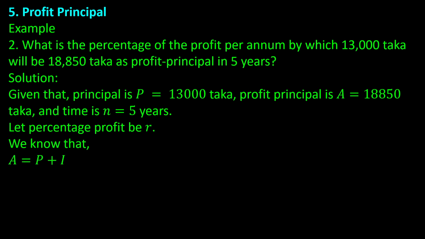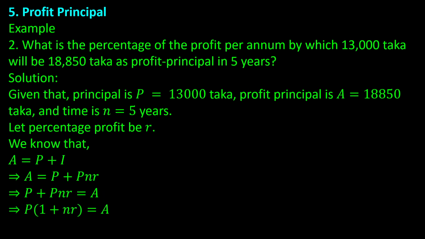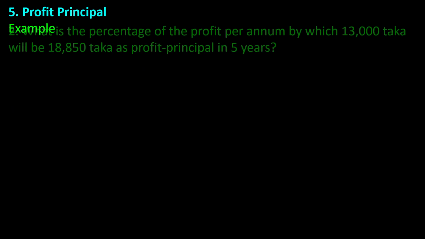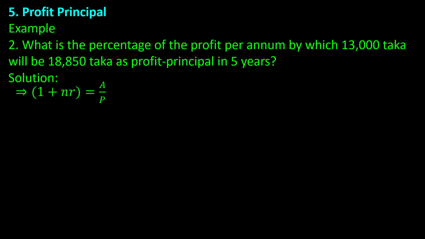So let us consider the percentage profit R, and the relation among them we know is A equals P plus I, that means A equals P plus PNR. That means in place of I, I put PNR here. In the next line, I bring all the terms to the left side, then it becomes P plus PNR equals A. Then we can write P times (1 plus NR) equals A.